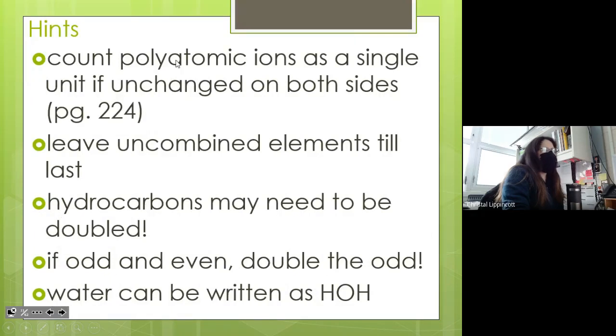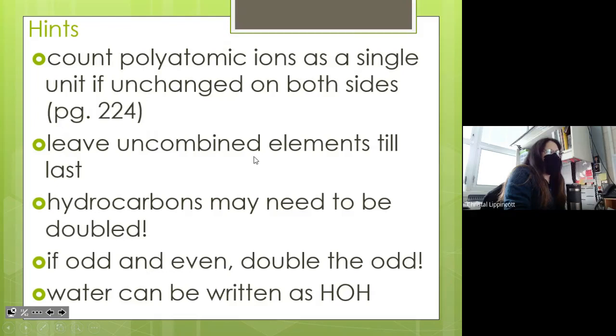Now, here are some hints, and I will use these over and over with you. Count polyatomic ions as one unit. Don't separate them out into their individual atoms. If it's the same polyatomic ion on the reactant and the same on the product, keep it together as a polyatomic ion. It'll just make it easier. I'll show you what I mean in a minute.